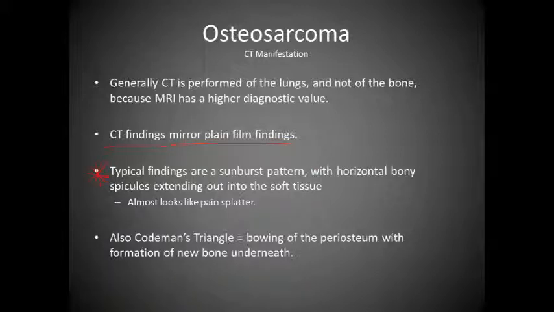A typical sunburst pattern. And the sunburst pattern will mirror what I just drew here. It's kind of a center with bony spicules extending out of the soft tissue, out into the soft tissue. And so you kind of think of dropping something in water, and if you were watching it under high-speed camera, where you could actually catch the moment of impact, how you would see water droplets splashing up. That's kind of what an osteosarcoma actually looks like. Also, look for Codman's triangle, which is the bowing of the periosteum with the formation of new bone underneath. And we'll see what that looks like as well.